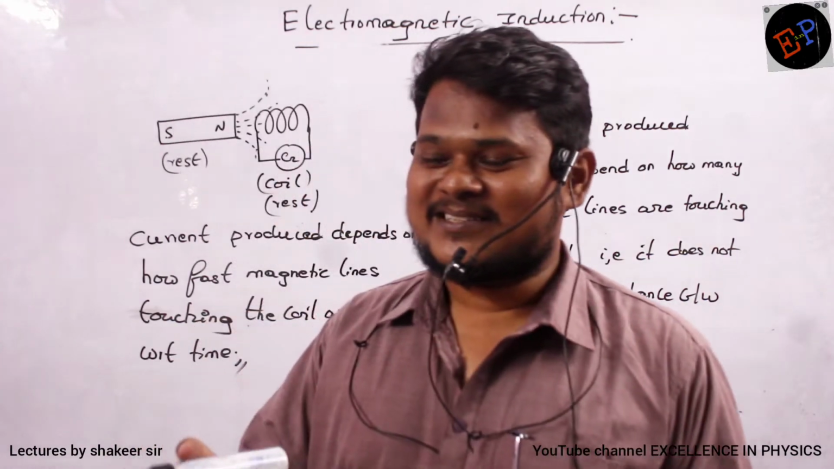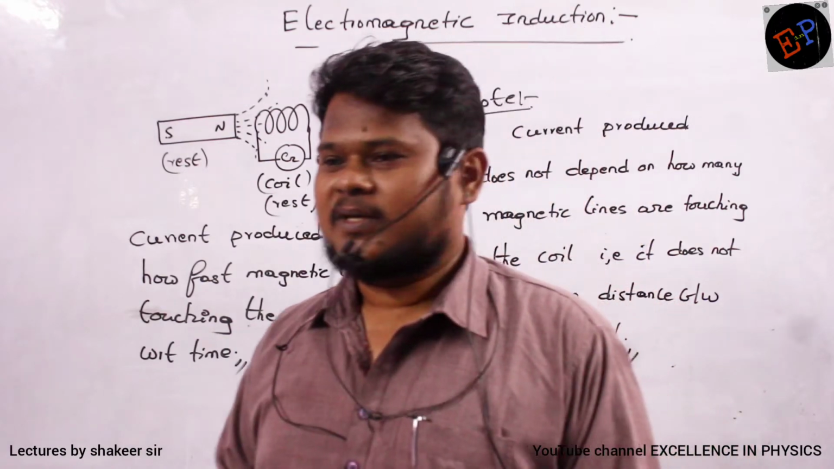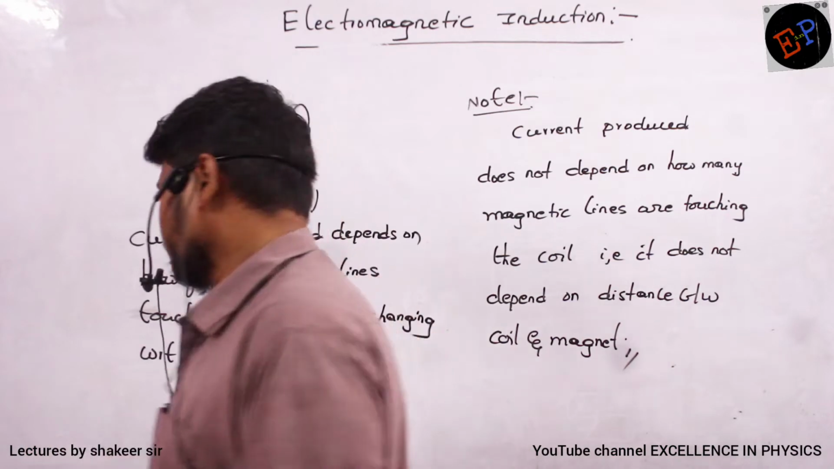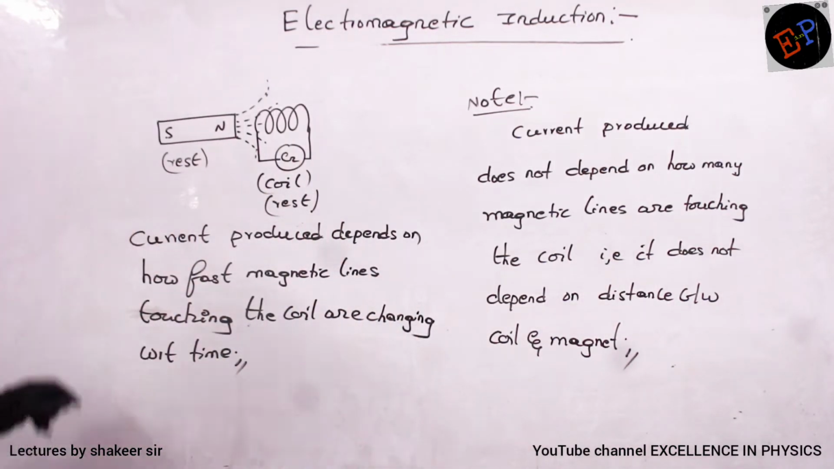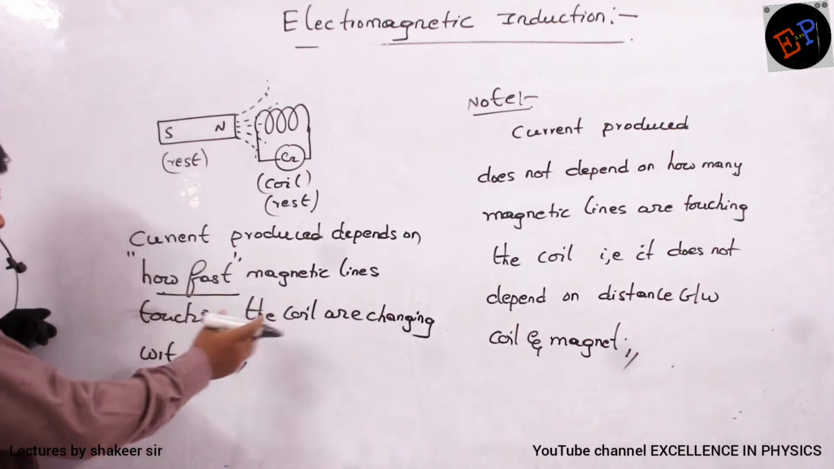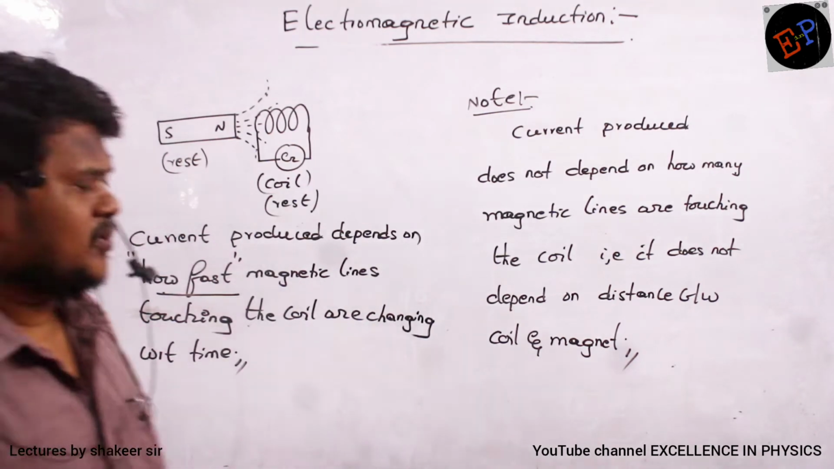If speed increases, the number of magnetic lines touching the coil will increase. Are you able to understand? So automatically current also increases in the coil. That is the point which is producing current in the coil. Clear? So what is the point which you should remember? How fast the magnetic lines touching the coil are changing with respect to time. Are you able to understand?